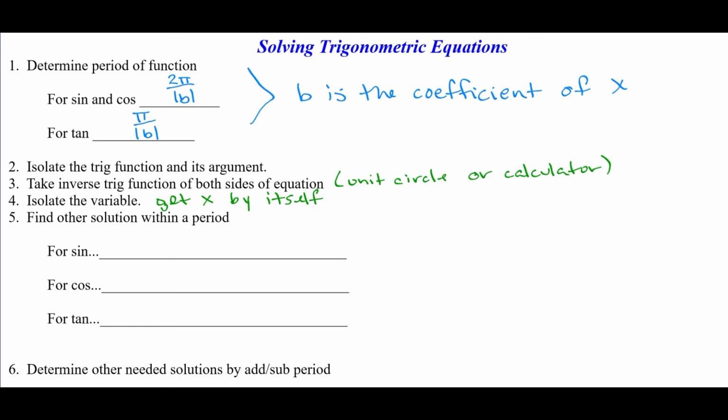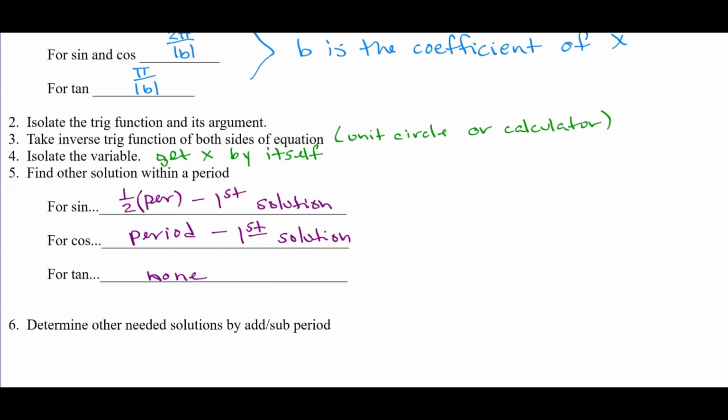So for sine, remember, that's always 1/2 of the period minus your first solution. For cosine, it's the whole period minus the first solution. And for tangent, there is no second solution. Once you do that, you can determine any other solutions that you need by adding or subtracting the period, or remember, if they ask for general solutions, then you want to go and add the period times n.